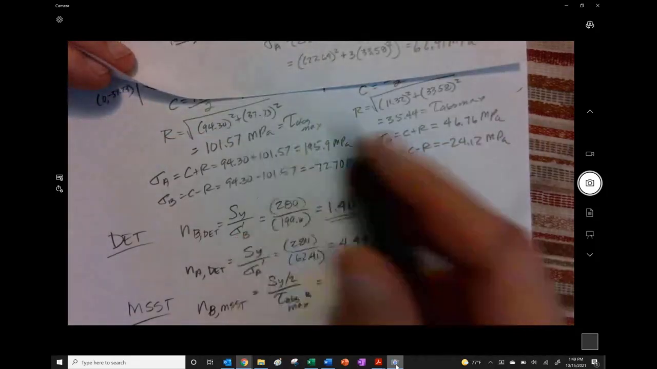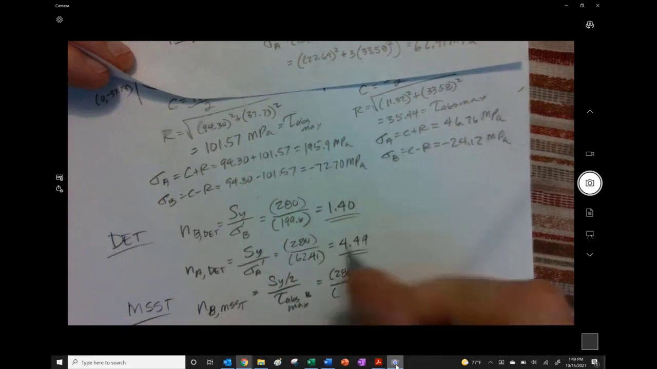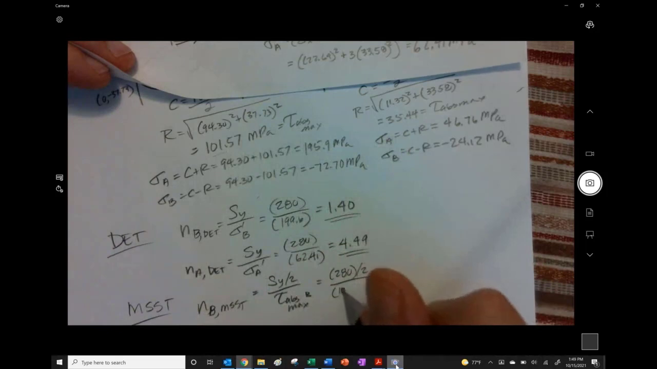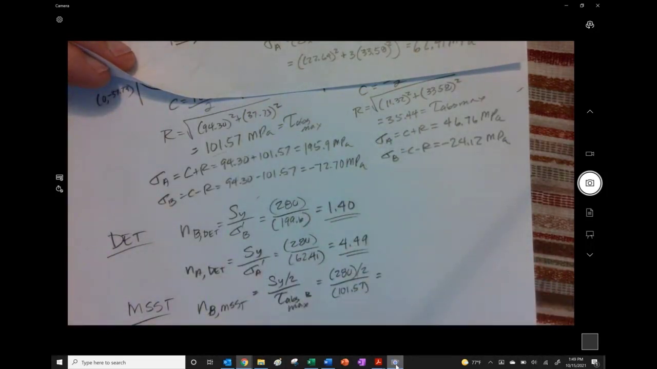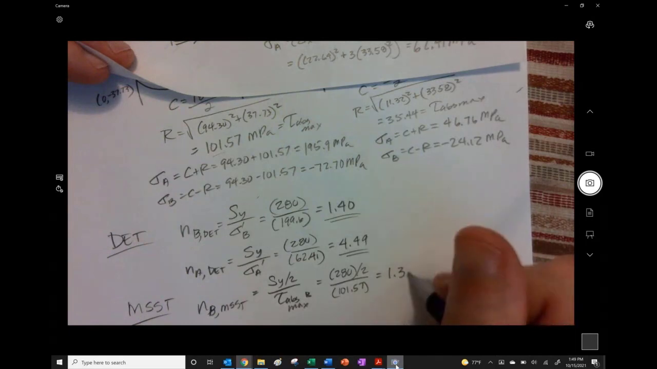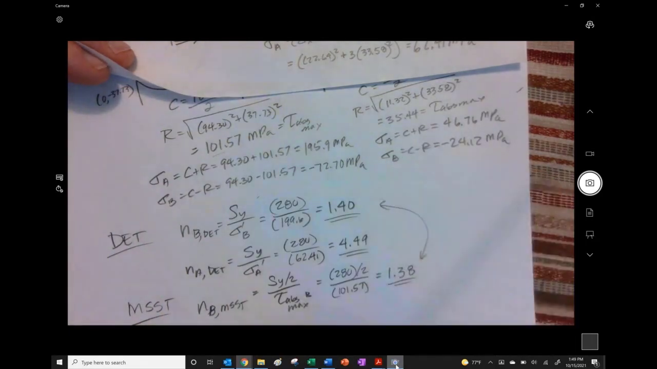So we have 280 divided by 2 divided by 101.57. And we get 1.38. So you can kind of see, make a comparison.